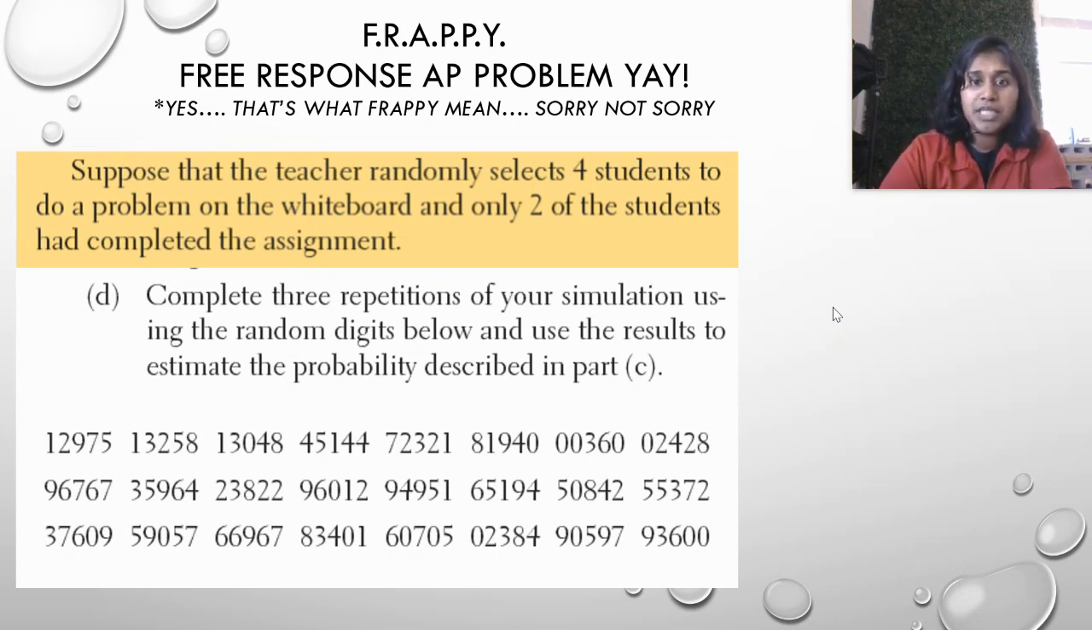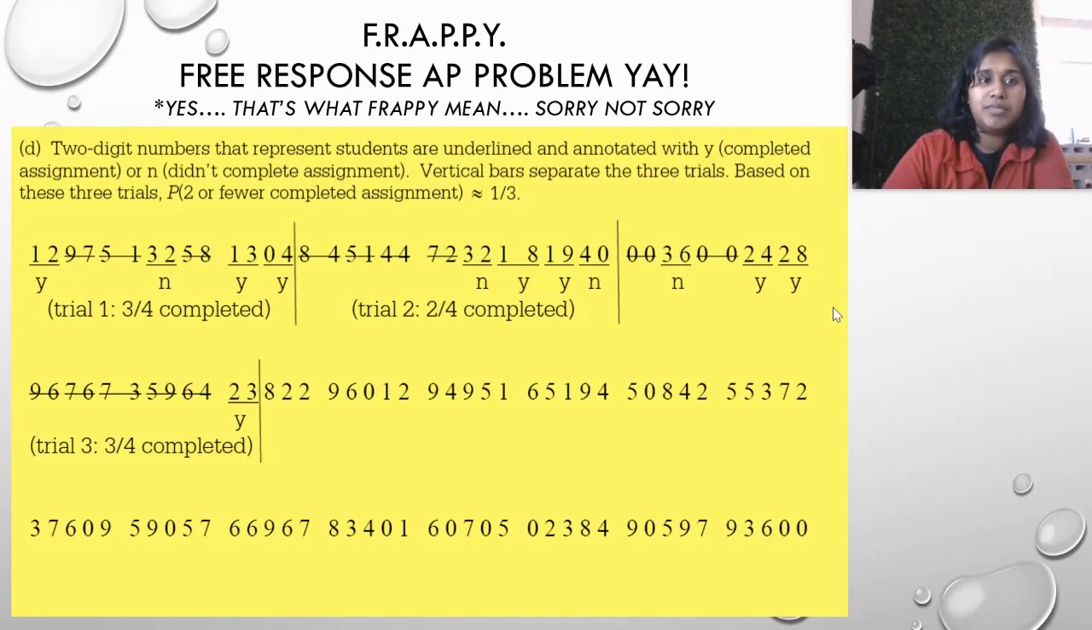So completing 3 repetitions, and that's the number of trials that they want us to do, we're going to do using this part of the table of random digits. Okay, 2-digit numbers that represent students are underlined. So that means I started on the left and I went, okay, that's a 2-digit number. We can use the number 12.